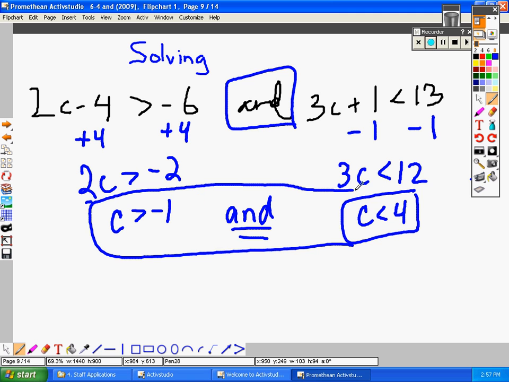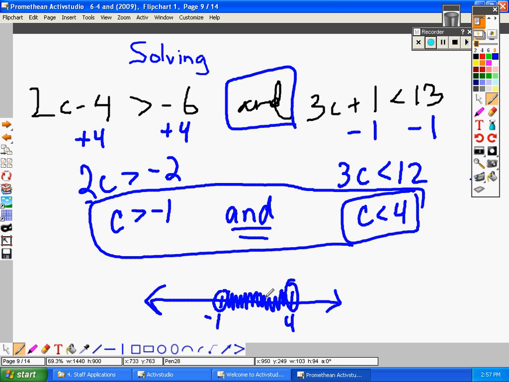C is greater than negative 1 and C is less than 4. Then we're going to go ahead and graph it. Less than 4, but greater than negative 1. And then we can go ahead and write it a little more clear and say, instead of writing this, I can say that, well, really, C is between, but not including, negative 1 and 4. Let's see if there's one more to do.